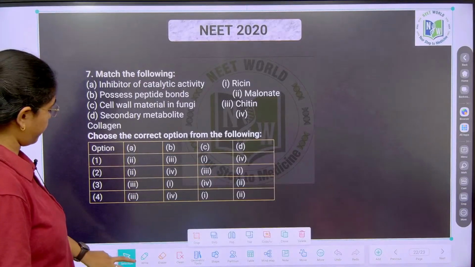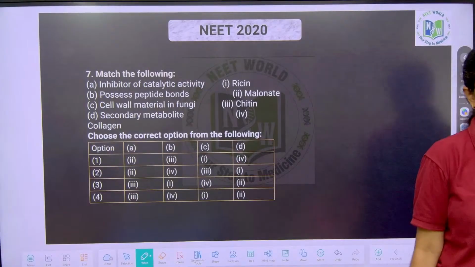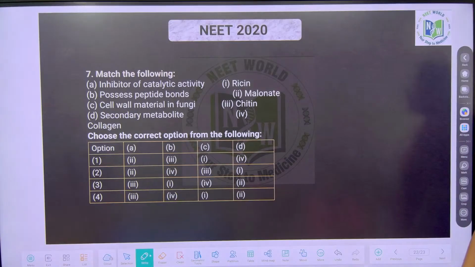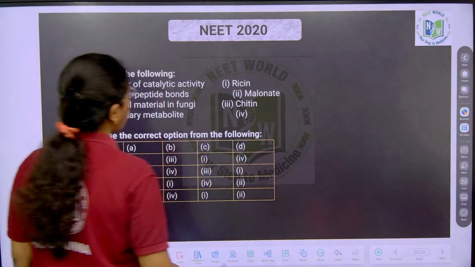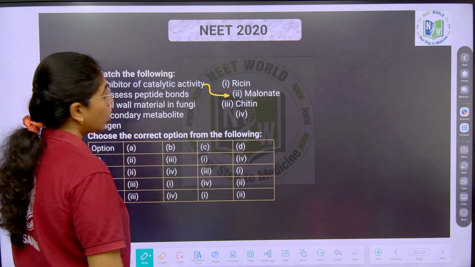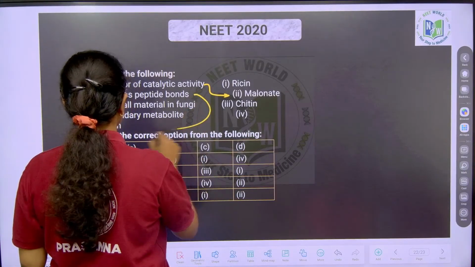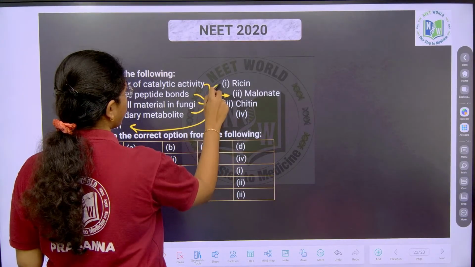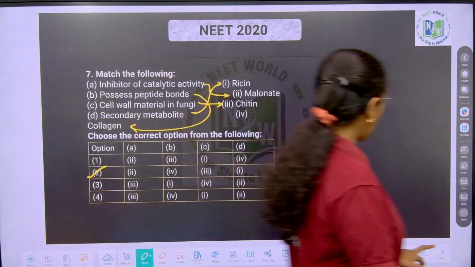2020. Inhibitor of catalytic activity. Malonate, what type of inhibition? Competitive inhibition. Possesses peptide bond? Collagen. Cell wall material in fungi? Secondary metabolite? Answer is? Last question.